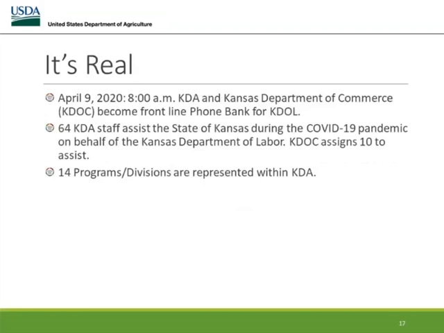8 a.m., Department of Agriculture and the Department of Commerce became the front line for the phone bank for the Kansas Department of Labor. The Department of Agriculture committed 64 staff to the mission to assist, and the Department of Commerce assigned 10. And within the Department of Agriculture, we have 14 programs or divisions that are helping out on phone bank.